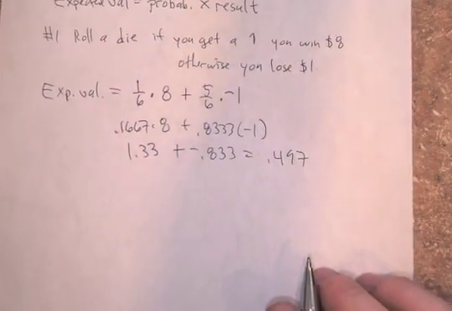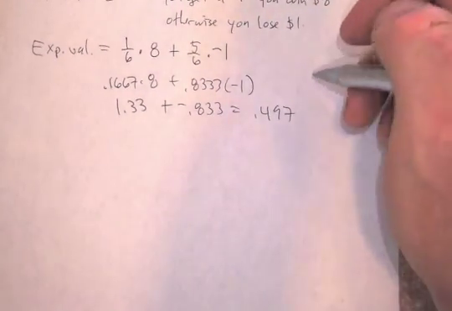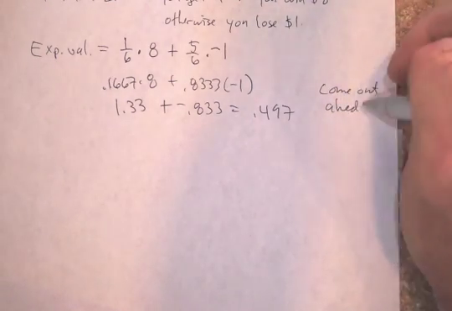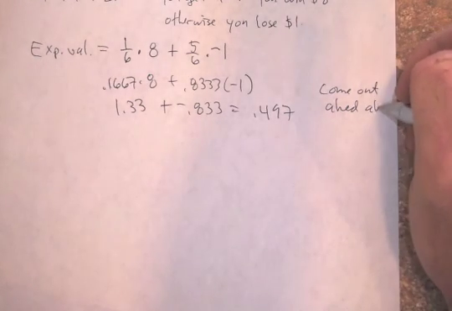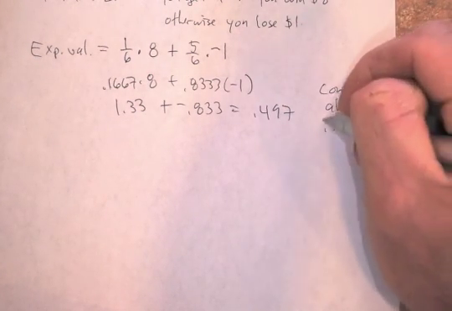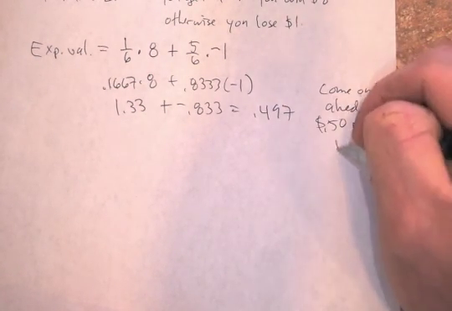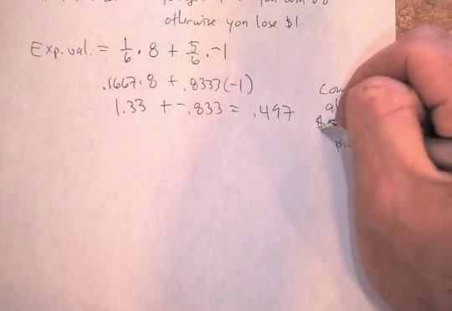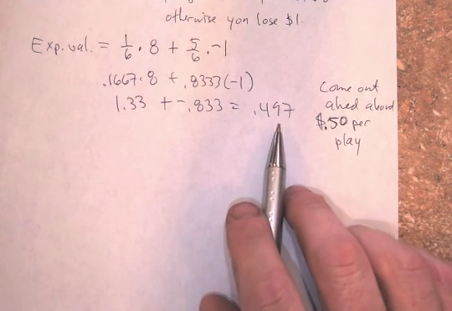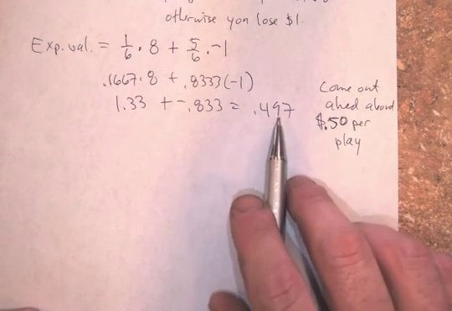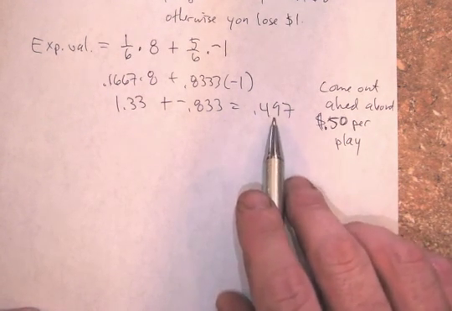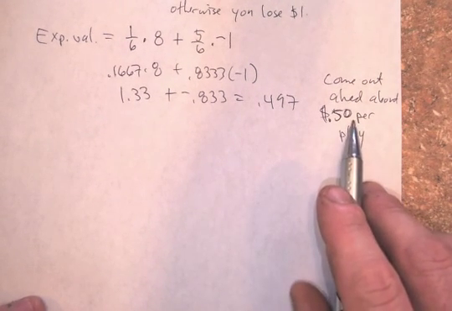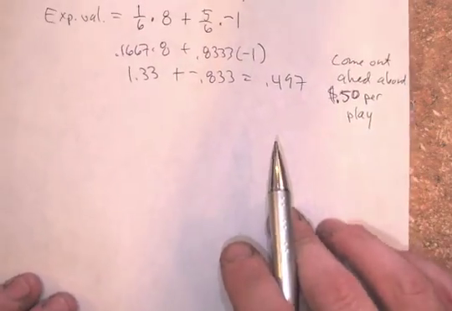It means it's actually a game where you're going to come out ahead because this is positive. So this means you come out ahead about 50 cents per play. Okay, this would be a game, if you did play it, you would come out ahead on average 50 cents per play, 49.7 cents per play. This is the expected value of each play. So if you played it 10 times, hey, you might be $5 ahead. I mean, on average, that's not guaranteed.